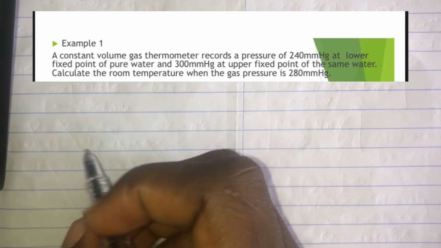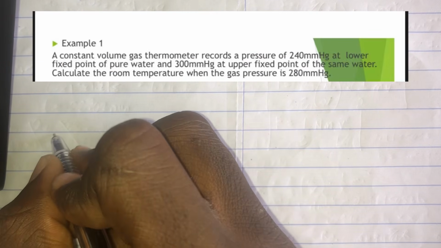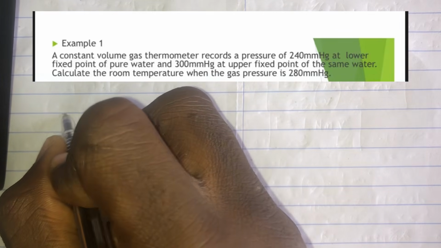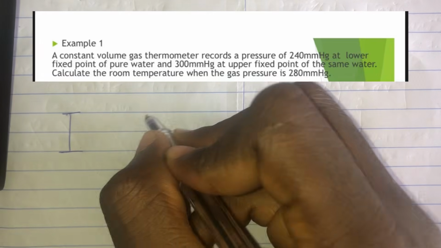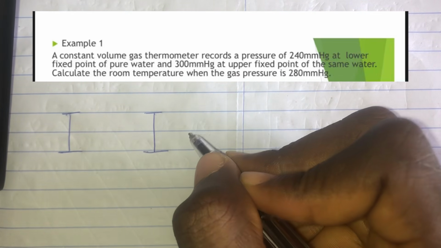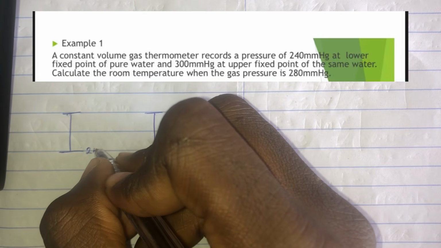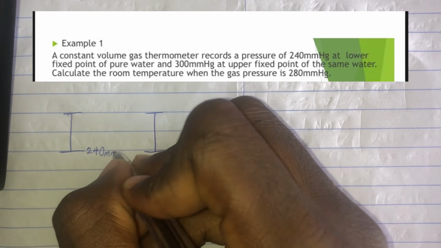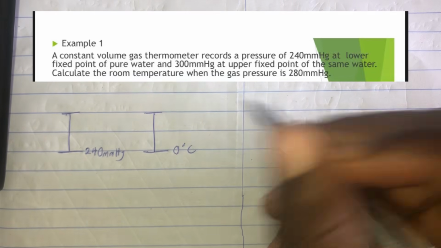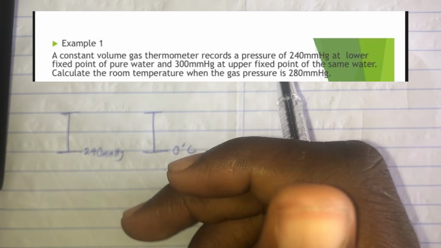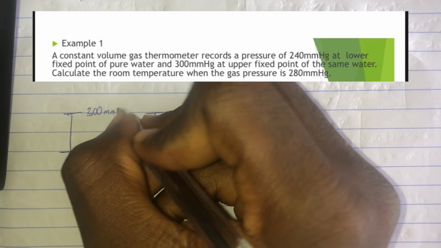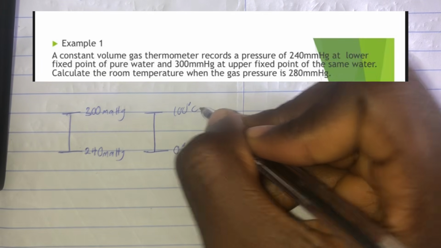So it said a constant volume gas thermometer records a pressure of 240 millimeter mercury at lower fixed point. When you are comparing temperature to thermometric properties, you just have to draw two lines like this. So they said it records a pressure of 240 millimeter mercury at the lower fixed point, and lower fixed point is 0 degrees Celsius. So that's 0 degrees Celsius here, at lower fixed point of pure water, and 300 millimeter mercury at upper fixed point of the same water. And when it's 100 degrees Celsius, 300 millimeter mercury.